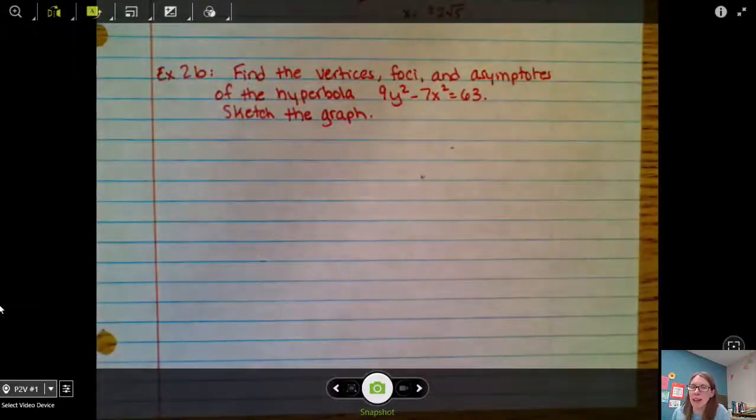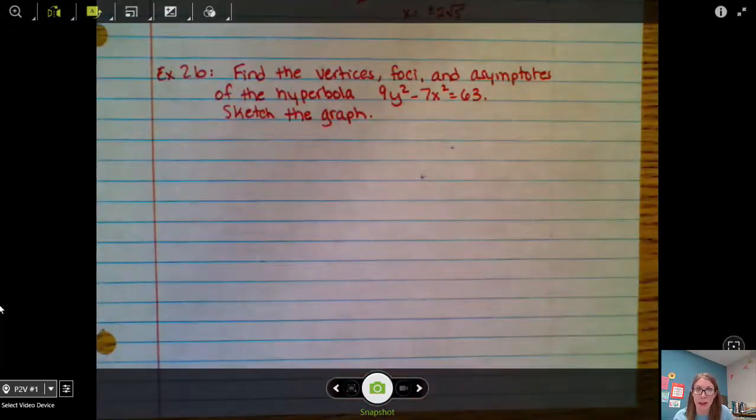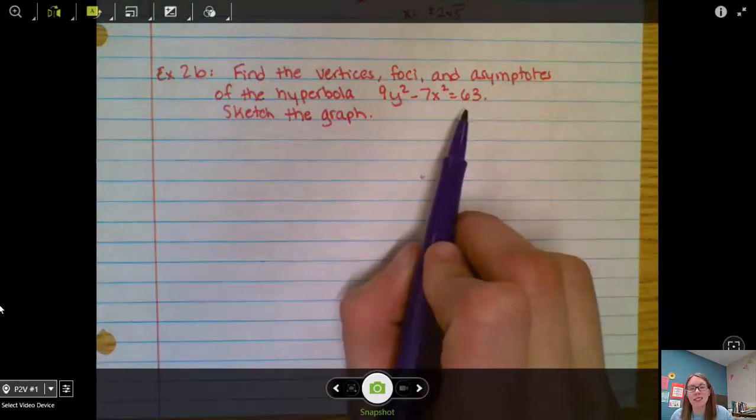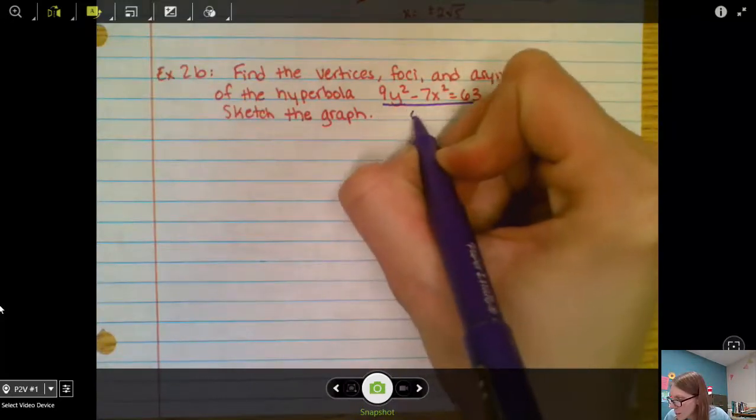Example 2b, we have an equation here, 9y squared minus 7x squared equals 63, and our job is to find the vertices, the foci, and the asymptotes of this hyperbola, and to sketch the graph. Just looking at our equation, we are not in our standard form though, since our equation equals 63. First thing we need to do is to divide both sides by 63.